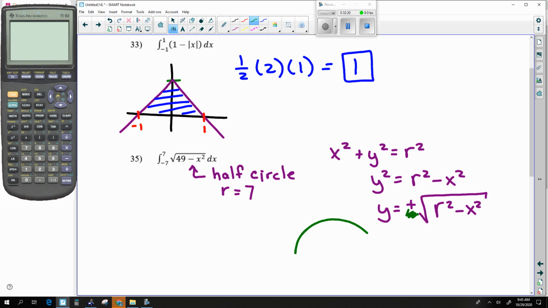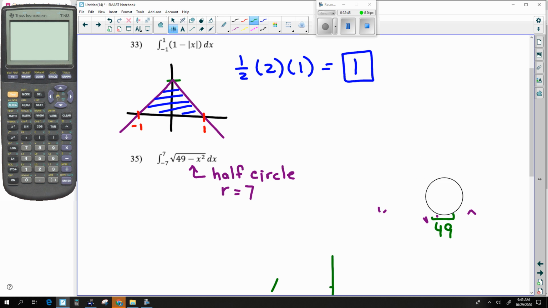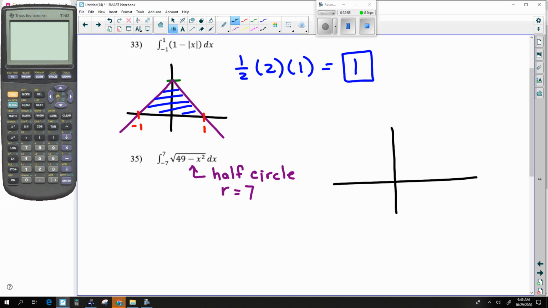So this would be a graph of a full circle. But with the minus part gone, you don't get the bottom part of the circle. And if this number is straight up 49, that means r would be 7. So this is a half circle with a radius of 7. It's the upper part of the circle with a radius of 7. Okay. I think this question, or a question like this, is on the test, so be conscientious about recognizing the equations of a half circle.